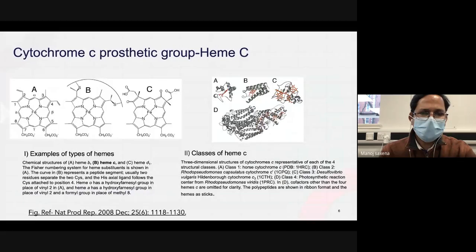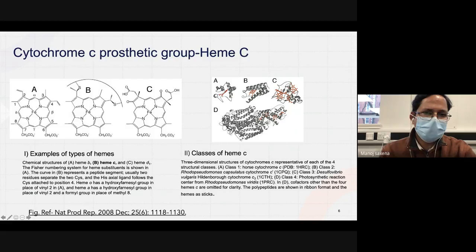Now, moving more closely into the protein structure, as was referred to by Dr. Tinoco in his talk, there is a prosthetic group called heme-C, which is part of this protein. And depending on how this prosthetic group is attached, there are different classes of heme. In the case of cytochrome C, this is called heme-C because of the way it's attached.